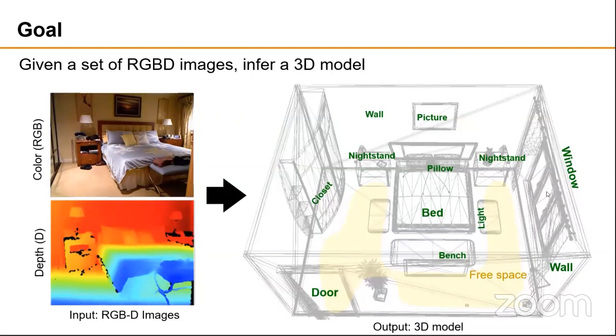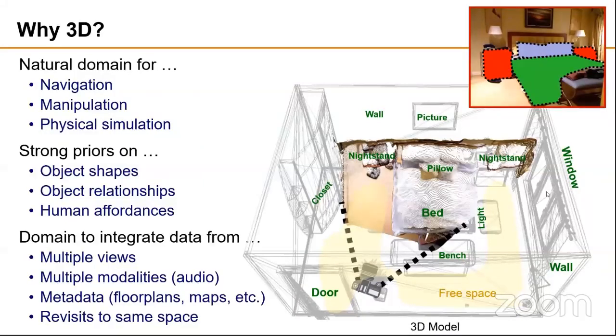This talk will focus specifically on 3D reconstruction from RGBD. Given a set of RGBD images, our goal is to construct a three-dimensional model that has complete surface geometry, photorealistic appearances, and semantic labels. You might ask, why do we want a three-dimensional model rather than, say, a set of 2D images with labeled pixels, like the one shown on the top right? I'd argue that 3D is a natural domain for many of the tasks you'd want to do with a model of a real-world space, such as navigating through it or manipulating objects.